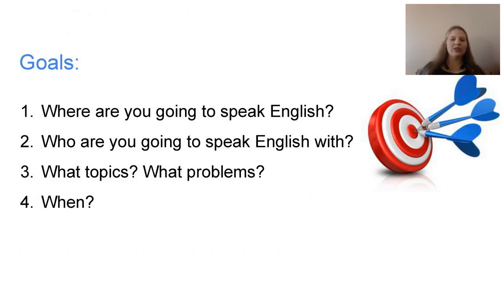The second question, who are you going to speak English with? So will it be with your boss, with your husband perhaps, with tourists, with people at work? This will give you very crucial information. Third question, what topics, what problems might you be discussing in English, and what problems did you have when you used English previously? And the fourth question is when are you going to speak English? So you want to find out if your student is preparing for a specific goal, such as taking an exam or a trip that they might have, or a business presentation.